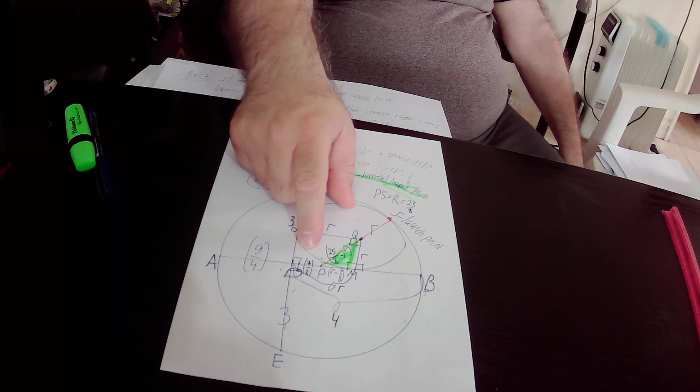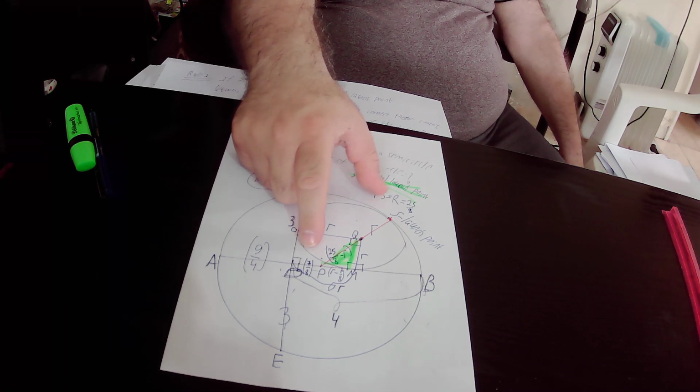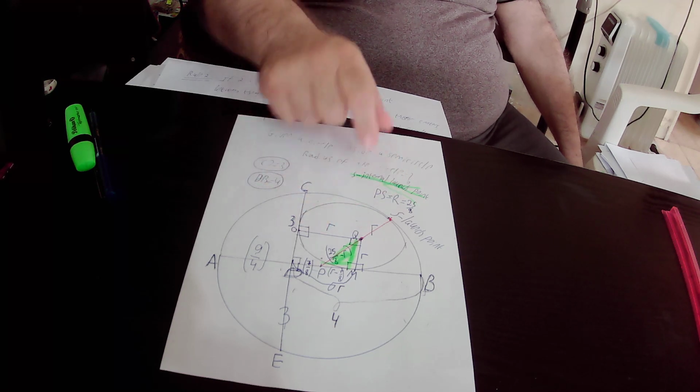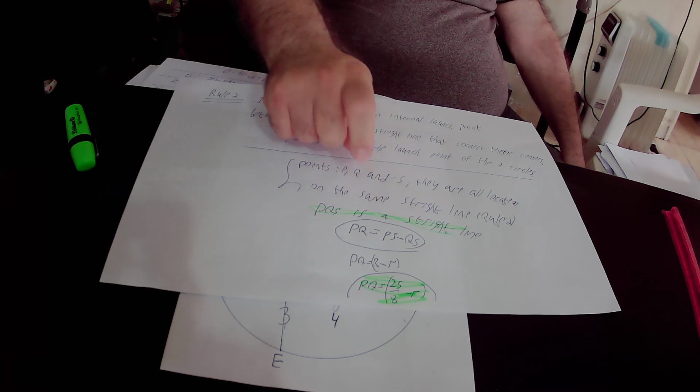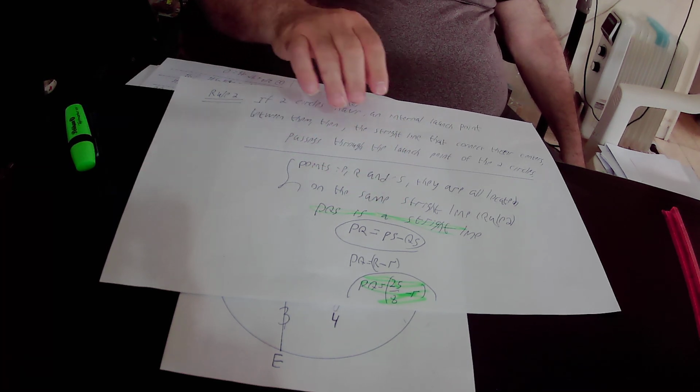From the drawing, it is very easy to see that PQ equals PS minus QS. Again, PS minus QS equals PQ. Here, PQ equals PS minus QS. So PQ equals PS minus QS.